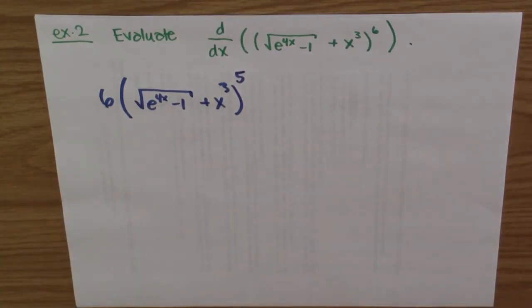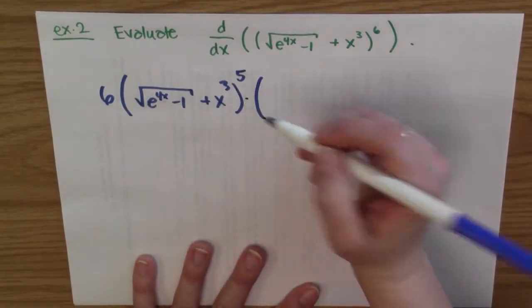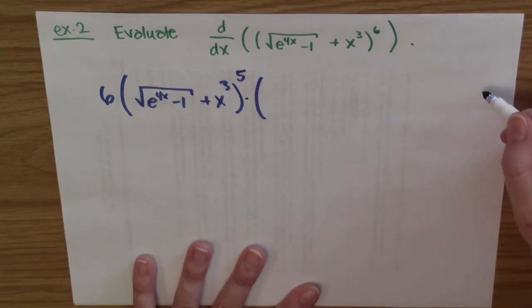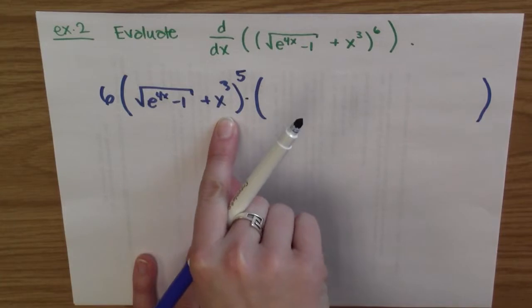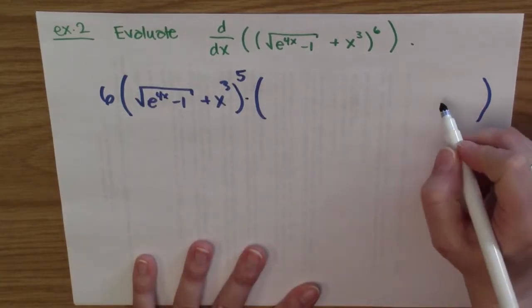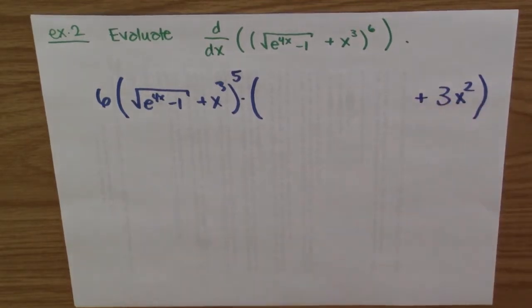But I'm not done because I have to take the derivative of this innermost function. This is going to be a little more complicated. So let's multiply by the derivative of the innermost function. Way over here, I'm going to worry about this derivative in a second. Here I have x cubed, so I know how that derivative is. It's 3 times x squared by the power rule.